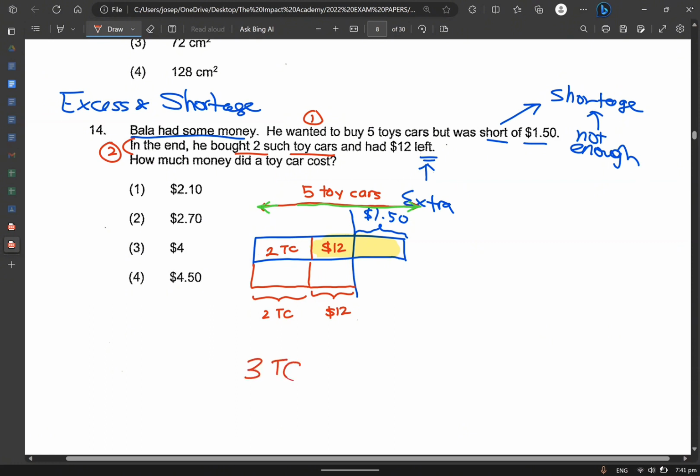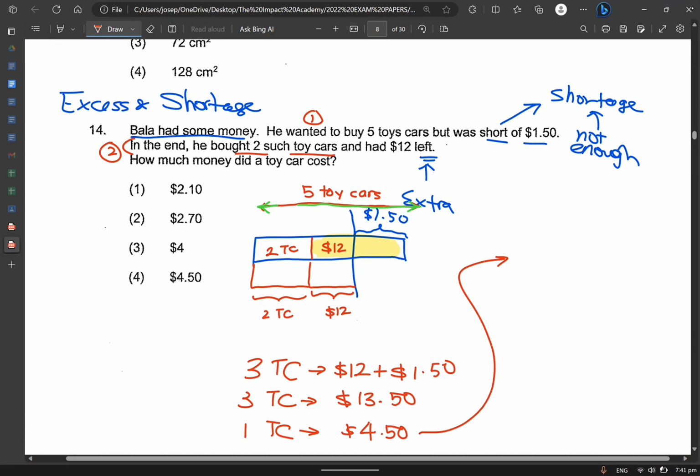So we can say that 3 toy cars is actually equal to how much? $12 plus $1.50, correct? So 3 toy cars is actually equal to $13.50. Do you agree so far? Then we find 1 toy car. How much is 1 toy car? 1 toy car will be $13.50 divided by 3. This is $4.50.